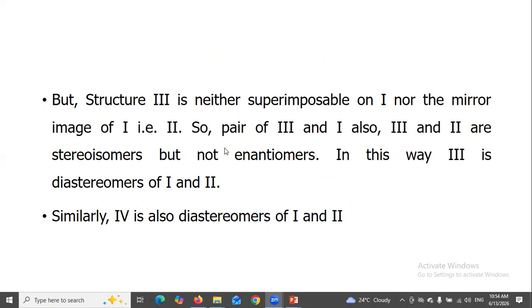So the pair of third and second are stereoisomers, but not enantiomers. In this way, third is a diastereomer of first and second. Similarly, the fourth is also a diastereomer of first and second.